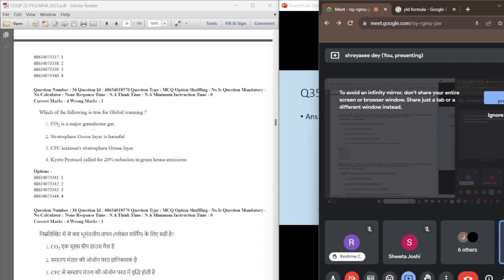This one is true. Stratosphere ozone layer is harmful. We all know that stratosphere ozone layer helps us to reduce the UV radiation, the bad effects of UV radiation. So this is false. CFC increases stratosphere ozone layer. We all know chlorofluorocarbon is the main source of destruction of ozone layer, it cannot increase the ozone layer. So it is also false.